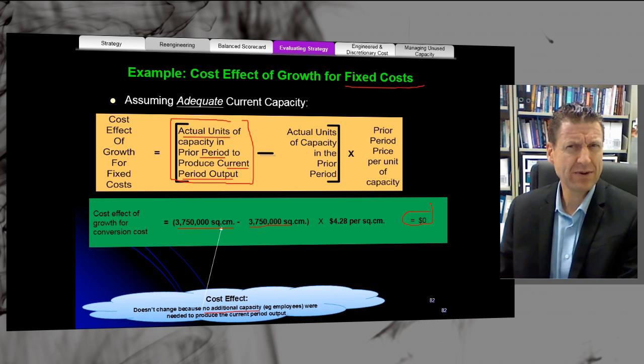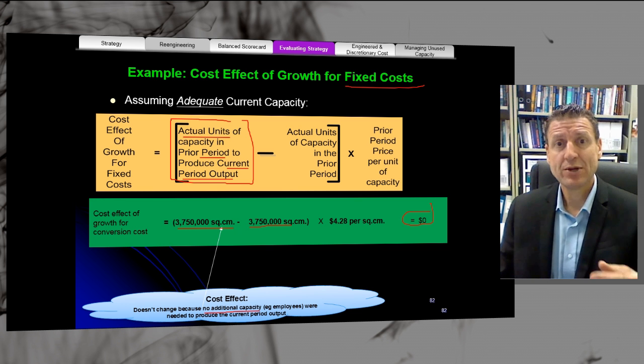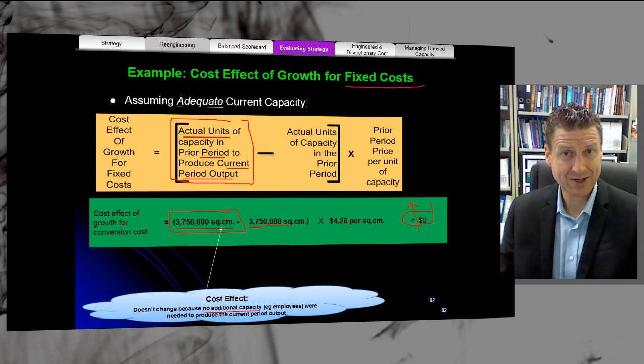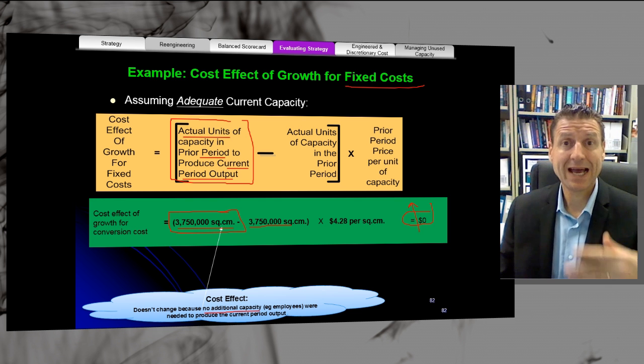What about if you don't have adequate current capacity? Then that would be the case where you've actually had to invest in more machines. You've had to hire additional people, and then that's going to be affected in this ratio because you're going to get a higher number here, and then that's going to create a higher number here, and because it is a cost, then that becomes an unfavorable signal to management. So keep that in mind.